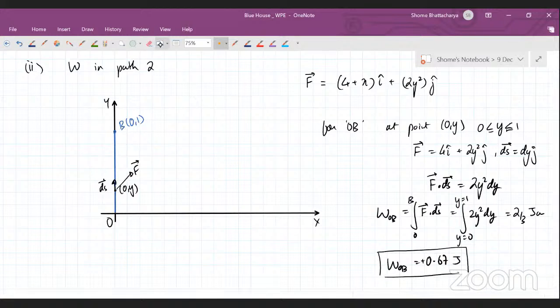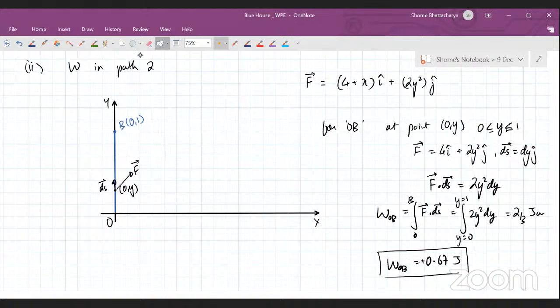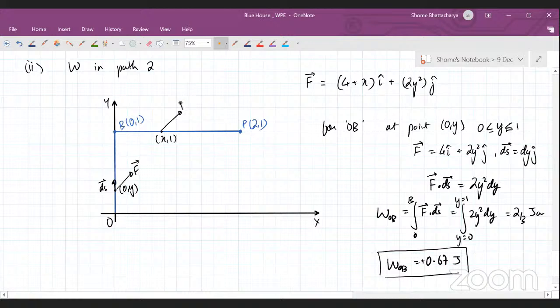Now similarly, when you're going from B to the final point P, you'll be moving horizontally along the x-axis. This point is (2, 1). So at any in-between point, you'll see again the force will have both the components. Any in-between point here will have a fixed y coordinate of 1 and a variable x coordinate. Okay. So the force will be again a variable force, but the displacement will be this time along the x-axis.